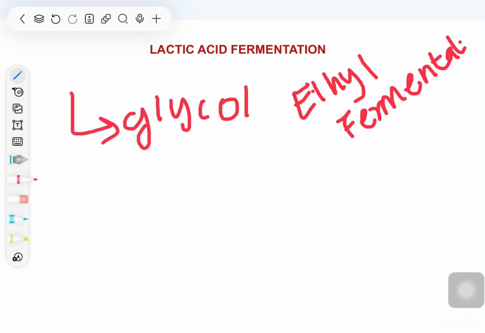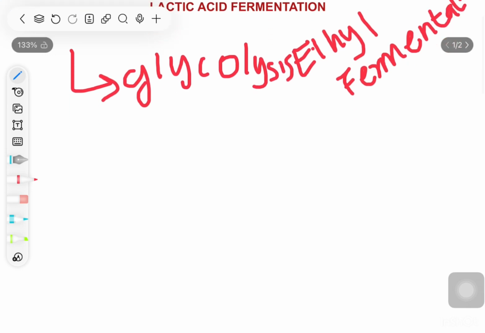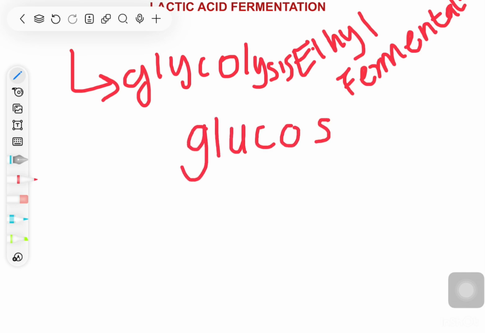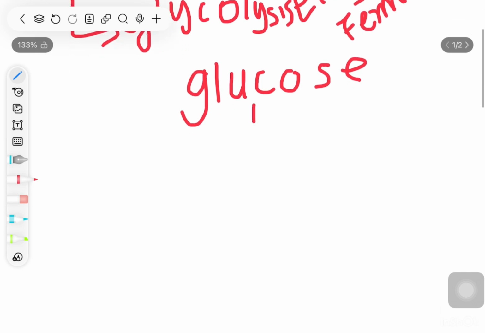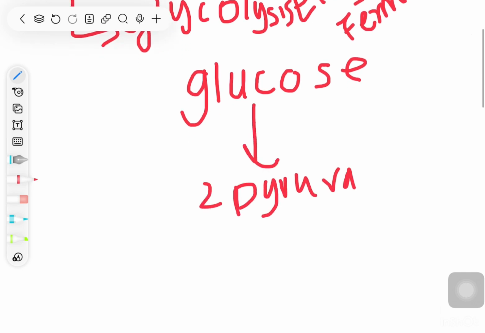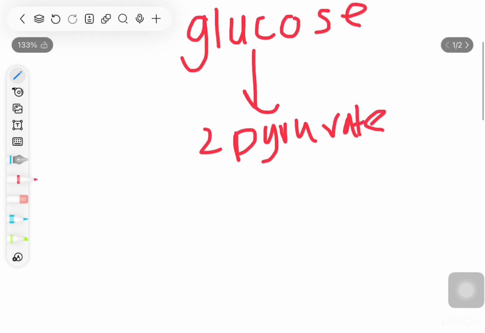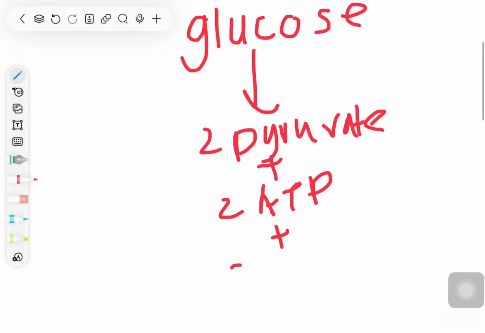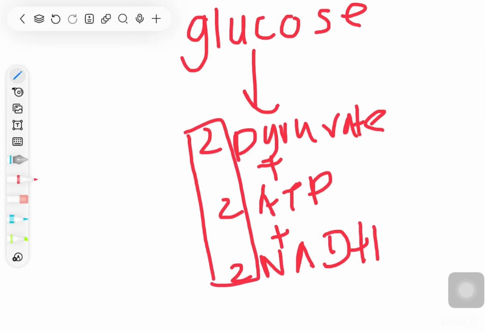So what is this glycolysis? I told you in ethyl alcohol fermentation also, glycolysis is the process of breaking down one glucose molecule into two pyruvate molecules plus two ATP molecules plus two NADH molecules. As you can see, everything is 2, so it's easy to remember.